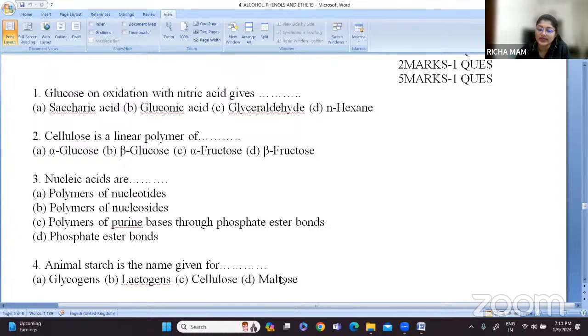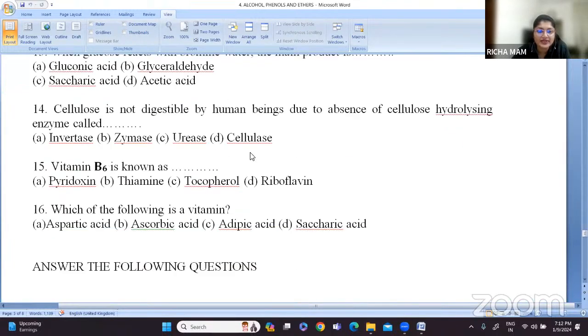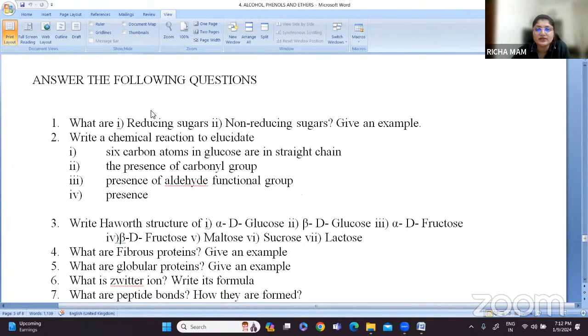Then we have seen what are proteins: amino acids, the classification of amino acids, and what is a peptide bond and polypeptide. Then a small part of vitamins, different vitamins and their deficiency. These were the MCQs which we solved in our previous class. Today we are going to see the questions. These are some important, repeatedly asked questions which I have taken, so please answer them. We'll see them one by one.